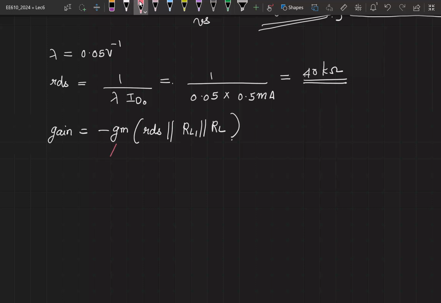What was GM? GM was 1 millisiemens. What was RL1 parallel RL? 5K. Now RDS is 40K. Can I ignore 40K with respect to 5K? No, right? It is not very, very small. And now it depends on how much error you can afford to make. Let's say we don't want to make an error here. Can you calculate and tell me what is the effective resistance?